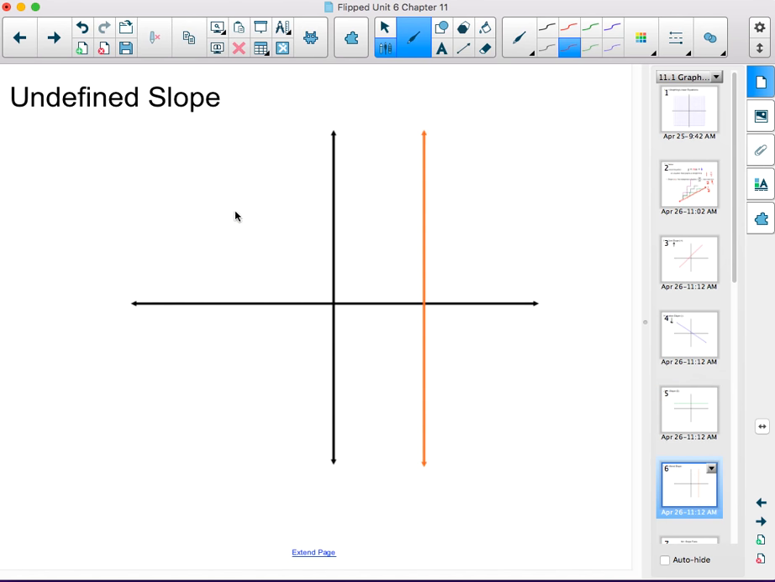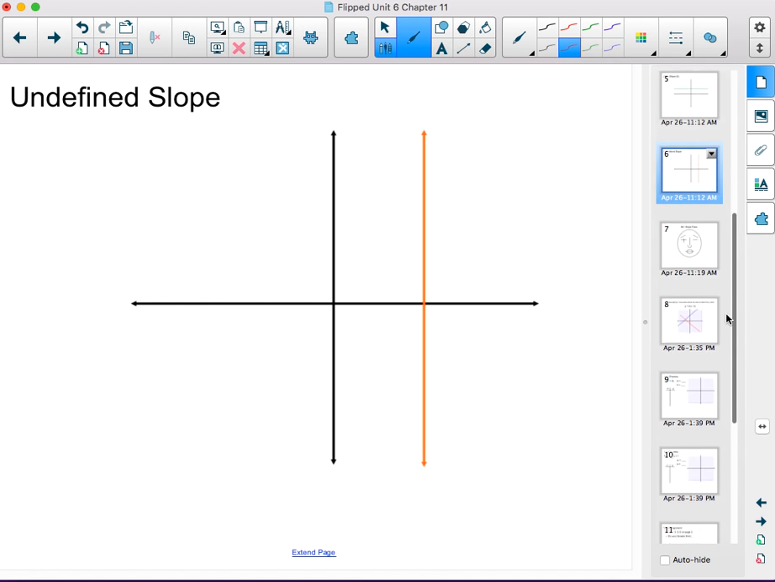The fourth kind of slope is called an undefined slope. We'll talk more about these a little bit later. An undefined slope is a vertical line parallel to the y-axis. So that's a little bit about slope here.